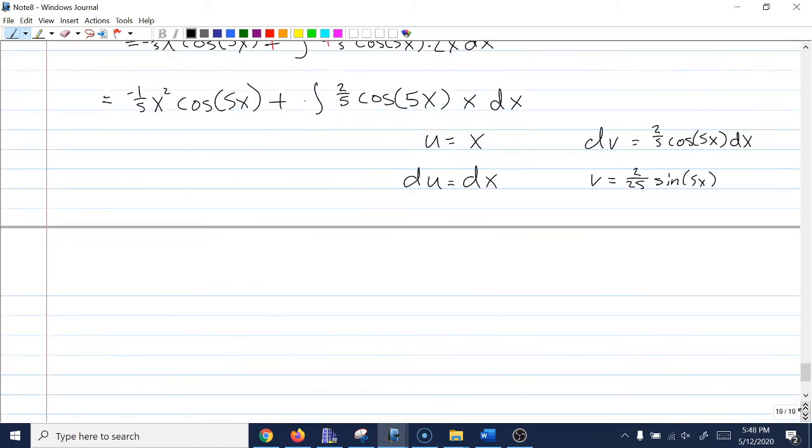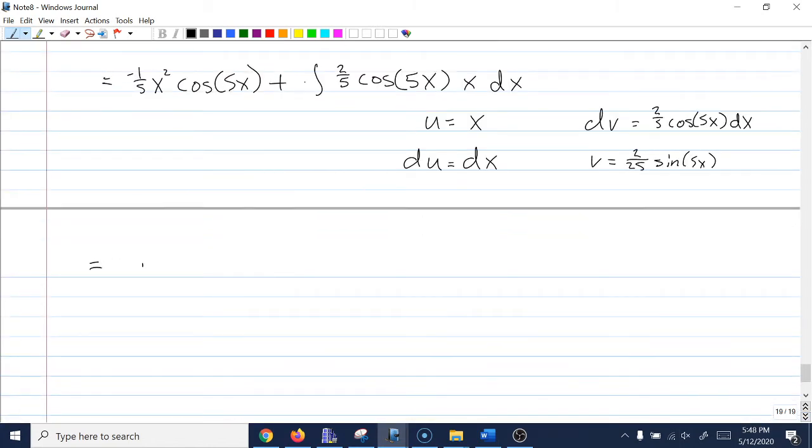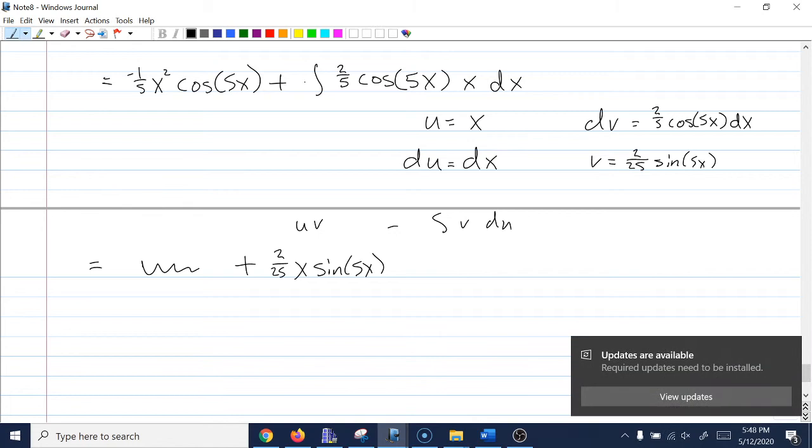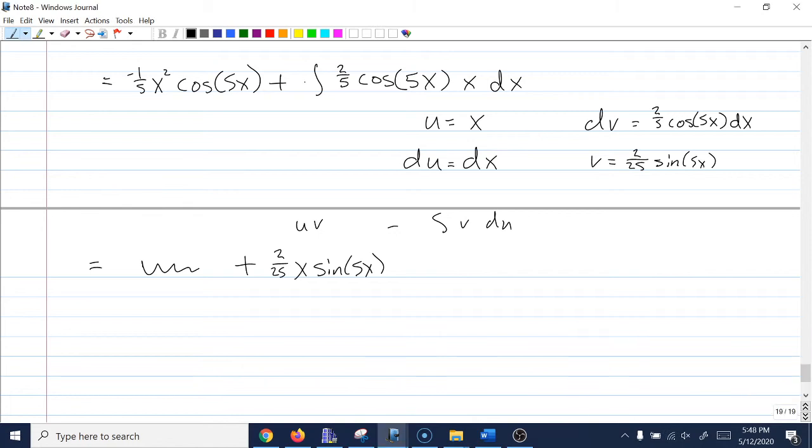There. So this now equals the first stuff, plus I want uv minus the integral of v du. That's u is x, v is 2/25 sine 5x. I'm not writing them in that order; I'm writing them in the normal, prettiest order to put them in. Minus the integral of v, 2/25 sine 5x, du is just dx.